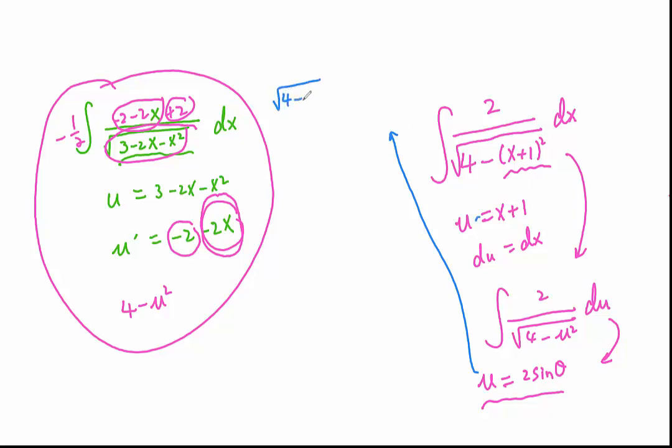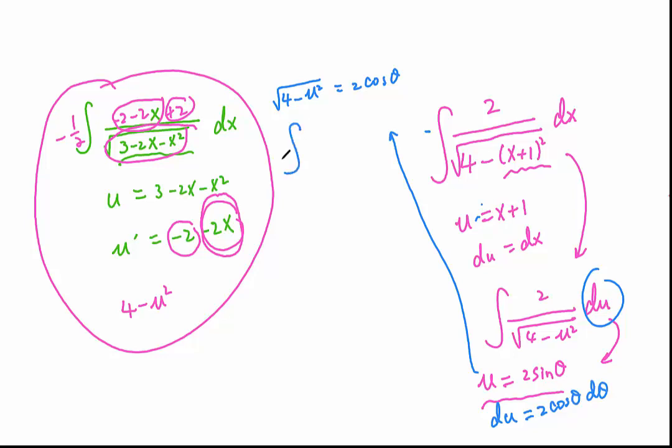So from the table you can see that 4 minus u squared will be 2 cosine theta, because 1 minus sine squared theta is cosine squared theta. Now we're going to substitute back to the u equation, but let's get a du first. My u is 2 sine theta. The du equals 2 cosine theta d theta. Now we have everything prepared.